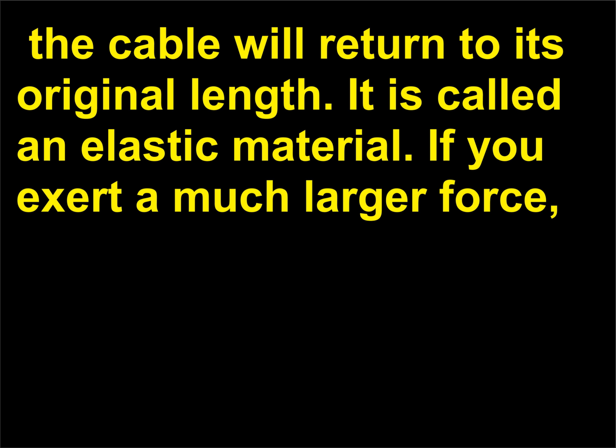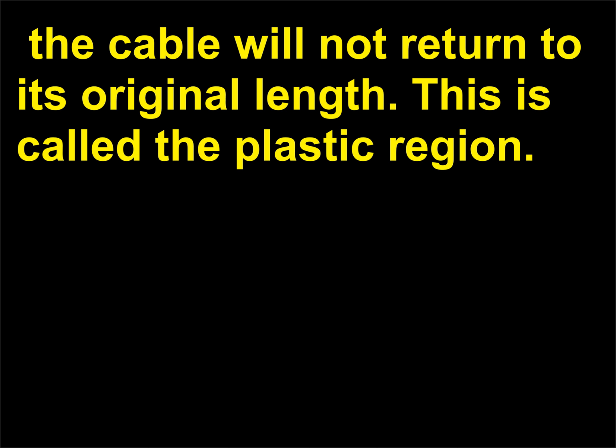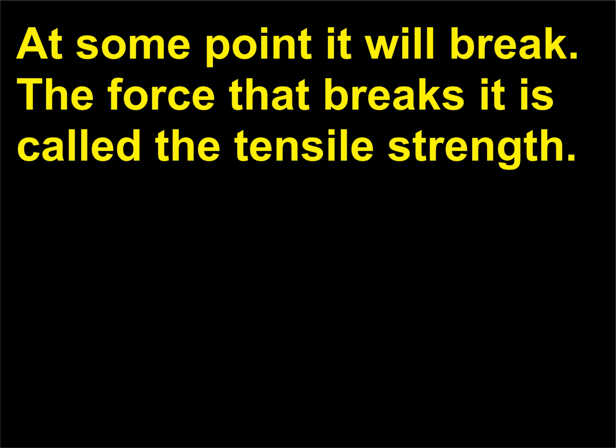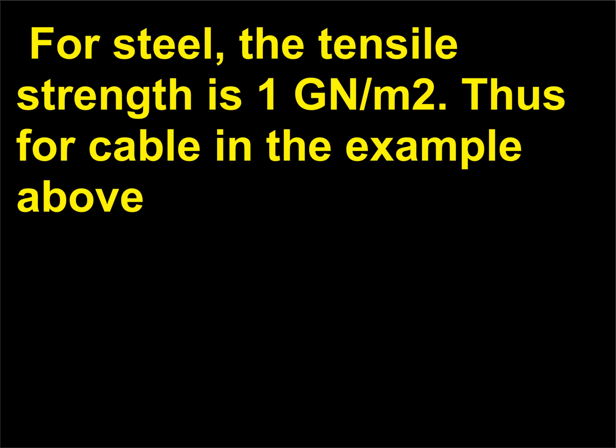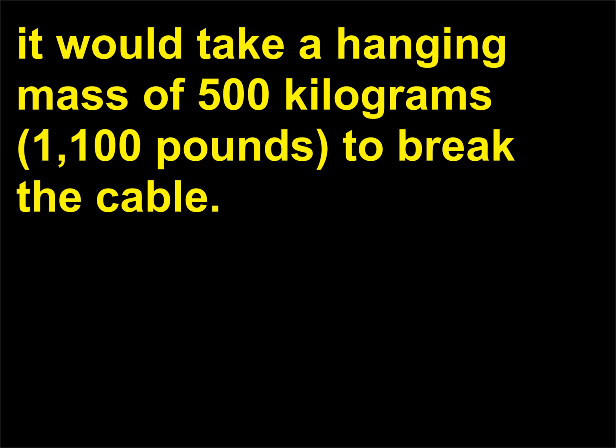If you exert a much larger force, the cable will not return to its original length. This is called the plastic region. At some point it will break. The force that breaks it is called the tensile strength. For steel, the tensile strength is 1 Gn/m2. Thus for cable in the example above, it would take a hanging mass of 500 kilograms, 1,100 pounds, to break the cable.